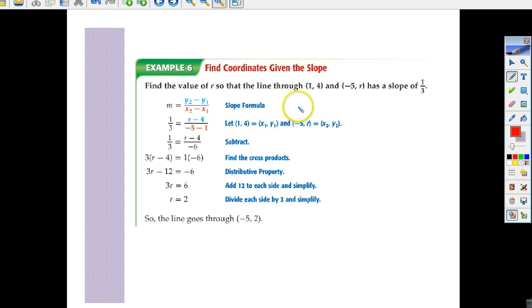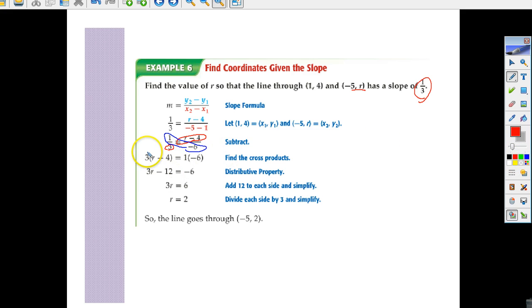Sometimes they'll give you the slope and then ask you what the coordinate is. So we're going backwards here. They're telling you the slope is 1/3, and they did r minus 4, and then negative 5 minus 1 on the bottom. So we're going to solve this equation to find out what r is. Negative 5 minus 1 is negative 6 here. And then we're going to cross multiply. We have r minus 4 times 3, and then 1 times negative 6. So we just cross multiplied.